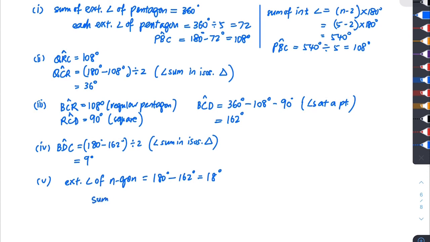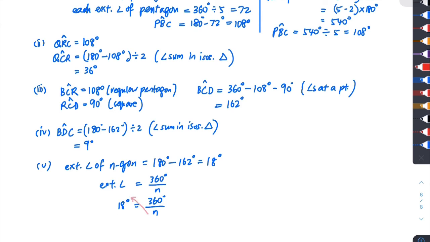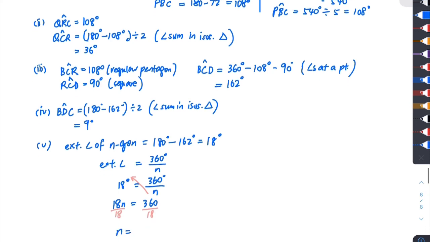Then I'm going to make use of the exterior angle itself, we don't need the sum. Each exterior angle is going to be 360 divided by n, because of the symmetric property, we can divide by n nicely. So the exterior angle is 18 degrees, 360 divided by n. You can just see that it's 20 if you can see it. If you can't, then you just do algebra. So 18n equals 360, and we divide by 18 on both sides. So your n is going to be equal to 20 over here. So a shorter method is to use the exterior angle.